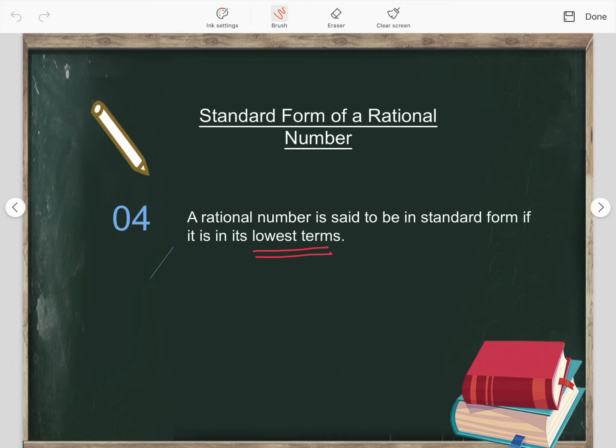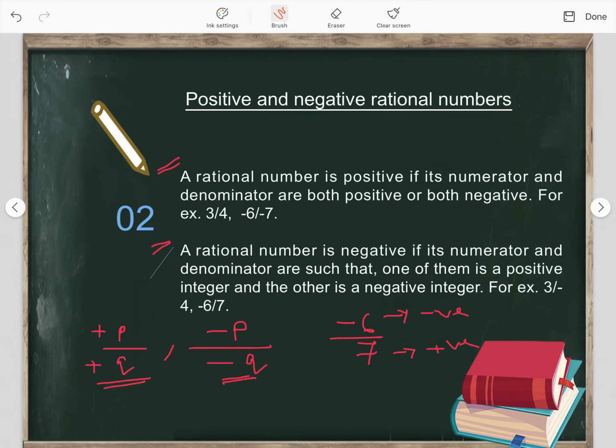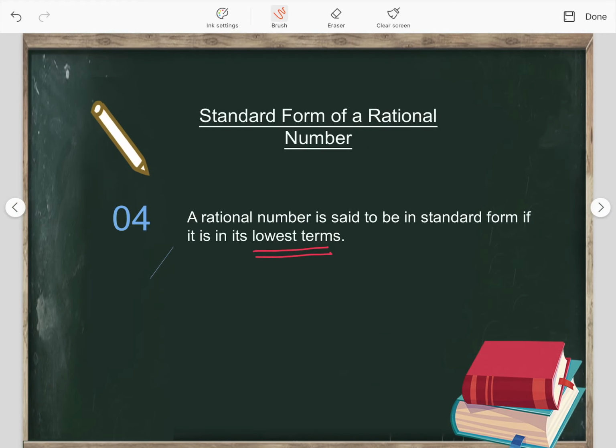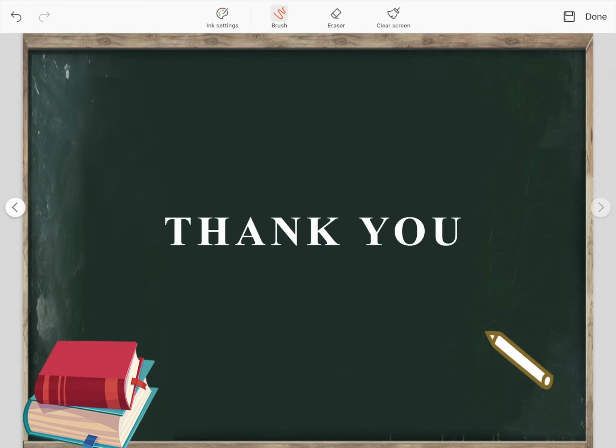So for today, this much is enough, I think. So we will revise the class. What we have studied today: rational numbers, then positive and negative rational numbers, then how to find equivalent rational numbers, and how to find the standard form of a rational number. Okay, you practice the questions. Two questions I have given you. You'll practice at home. So this much for today. Thank you.